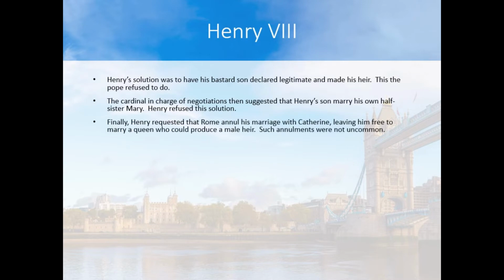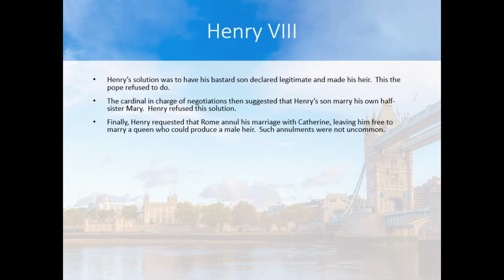Finally, Henry requested that Rome annul his marriage with Catherine, leaving him free to marry a queen who could produce a male heir. Such annulments were not uncommon. It would have been no problem for the Pope to do this. It wasn't like he had some big religious conviction that, no, I won't go for divorce or annulment. No, he would do it. If it had been in his best interest, in his mind, this Pope would have done it in a heartbeat.